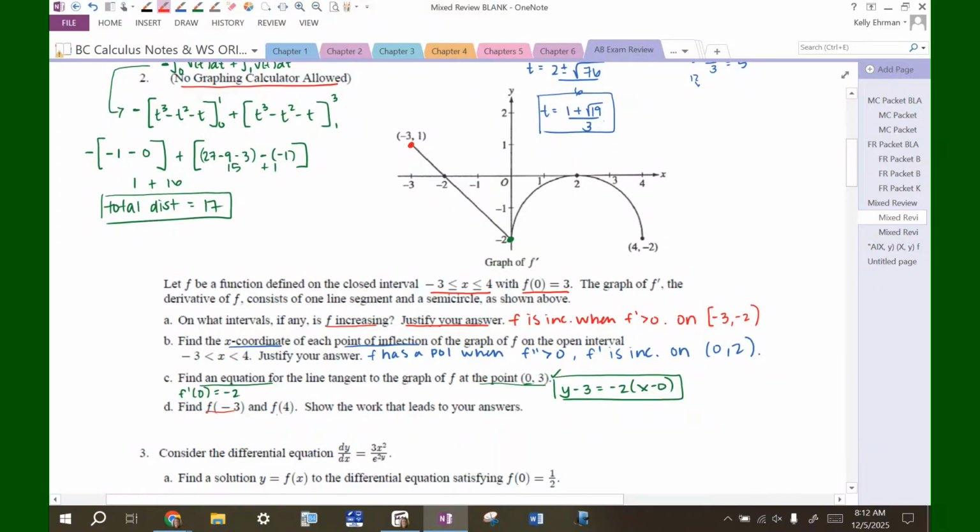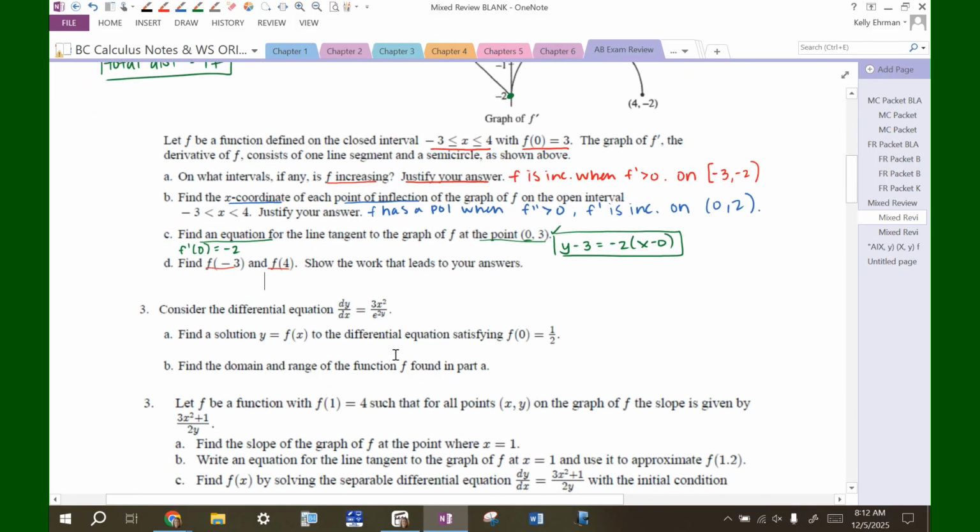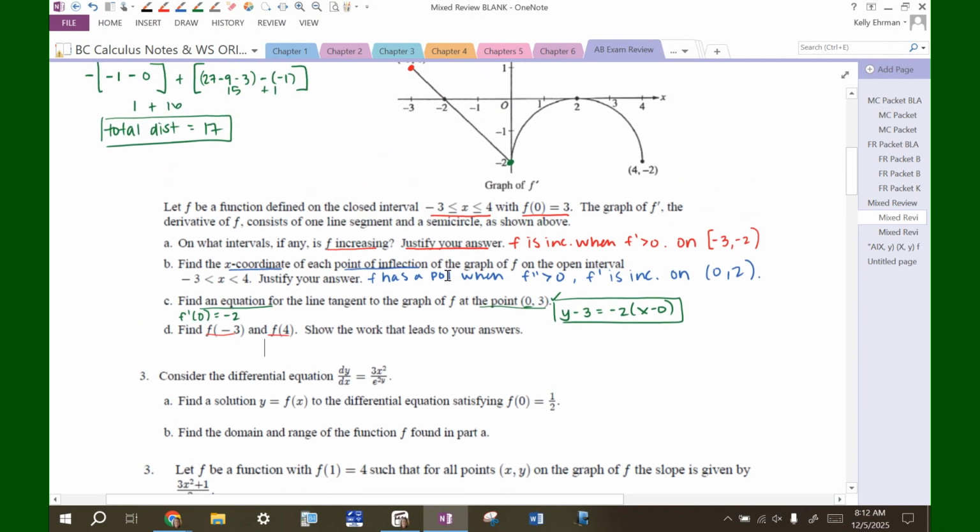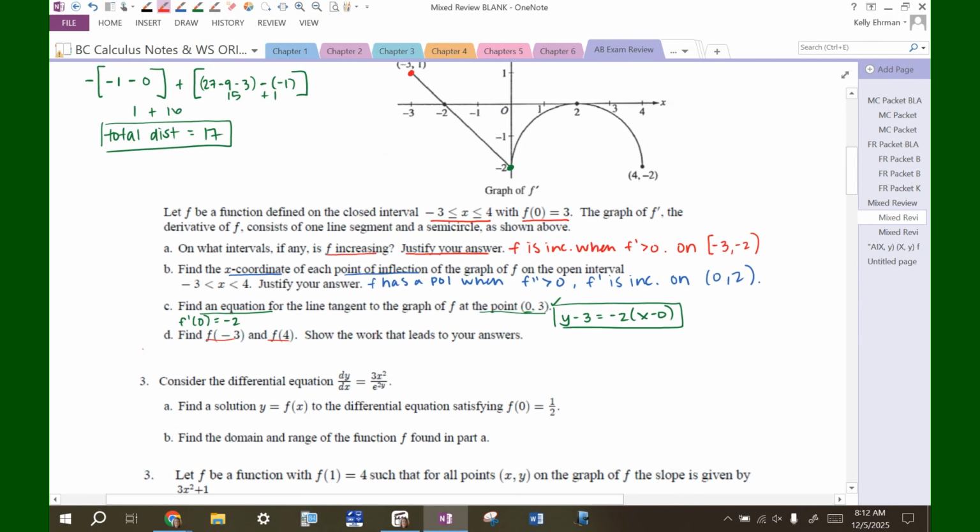And finally, find f of negative 3 and f of 4. Show the work that leads to your answers. We have f of 0. We need to find two other points. One is to the left of 0 and one is to the right. I always like to set up the fundamental theorem of calculus in order. So I don't go based off of isolating the unknown. I just go in order. So if I want to find f of negative 3, I'm going to start at f of negative 3. I'm going to add the integral from negative 3 to 0, because that's the point I have, of f prime of x dx, and that will be equal to f of 0.